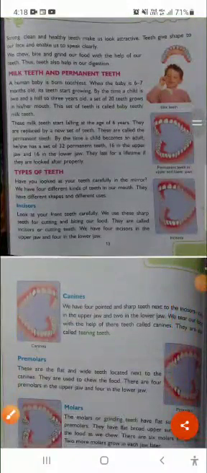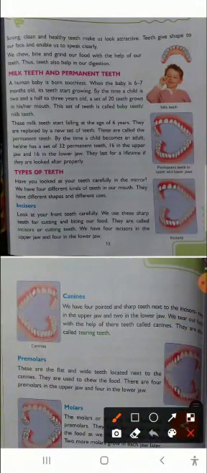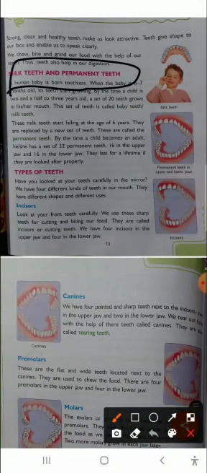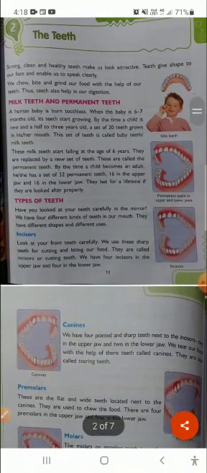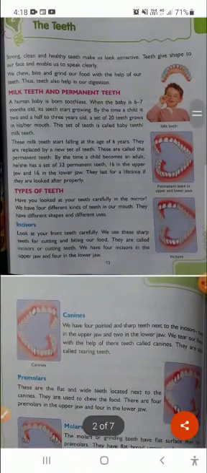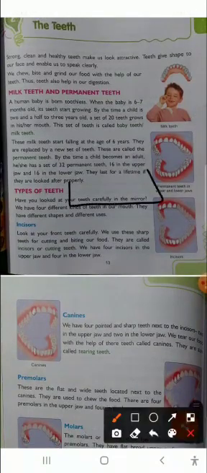Now, as we have completed in the first part the difference between milk teeth and the permanent teeth, we will now discuss the types of teeth after getting the permanent teeth. Have you looked at your teeth carefully in the mirror? Now, go and watch your teeth carefully in the mirror.